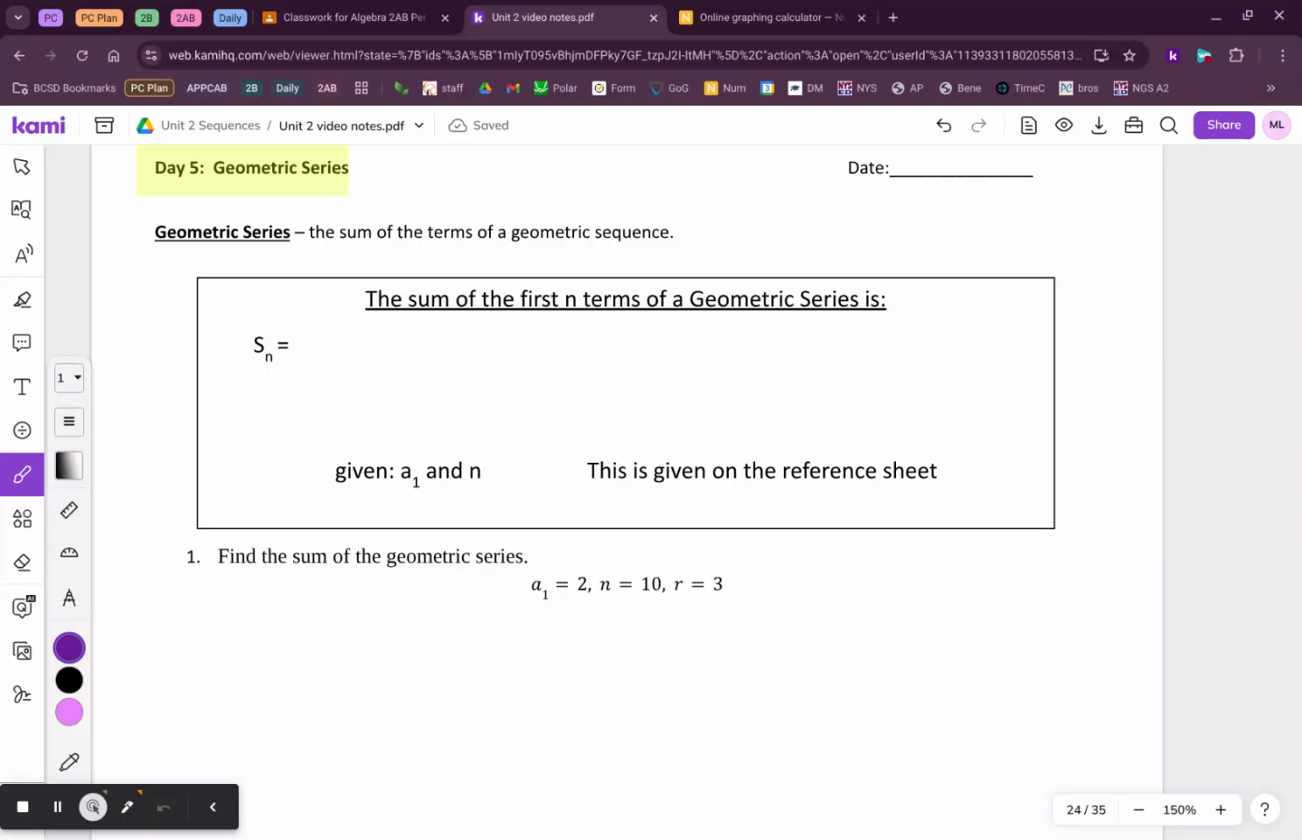All right, so today we're going to do the notes on page 24, geometric series. So make sure you have that open in your packet. Also have your NumWorks calculator out.